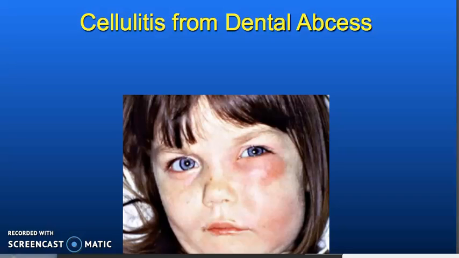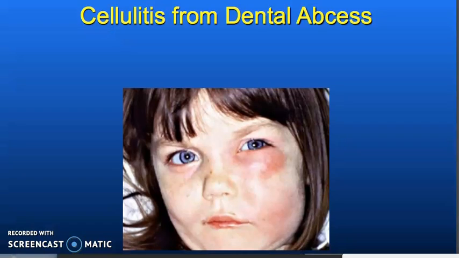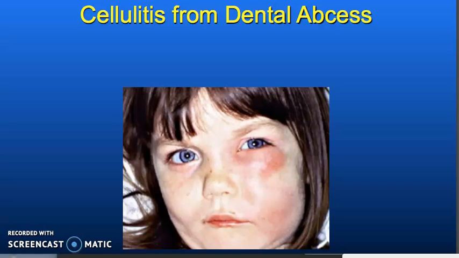I've seen one case of this in the dental office, and this child was sent to the ER immediately for treatment with antibiotics. And it's not over-the-counter antibiotics or oral antibiotics. This is a hospitalization type thing. So cellulitis, it's within the cellular membranes.